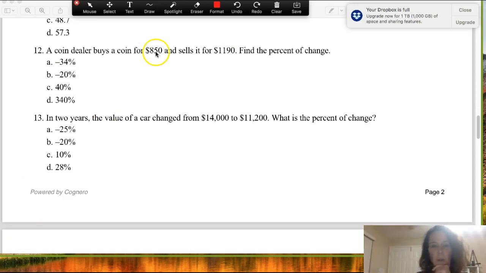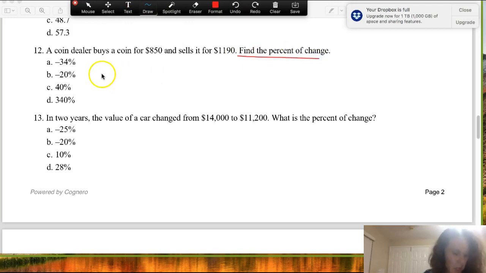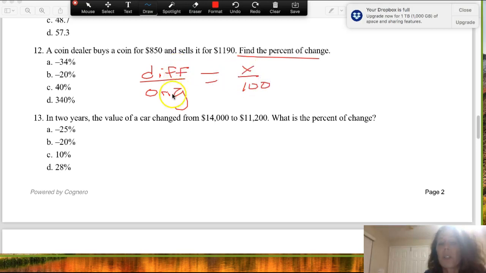All right, a coin dealer buys a coin for $850 and sells it for $1,190. That's a pretty good deal. Find the percent of change. So obviously it's an increase because it starts here and it goes here. But remember, to find the percent of change, you do a little formula. You do the difference between the two numbers divided by the original. Not necessarily which one's bigger, which one's the original. The smaller one's the original here. And if you want to do the actual percent, you would set it equal to X over 100. Or you could just divide this and then move the decimal over 2 places, either way.